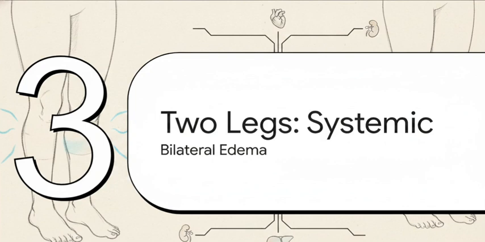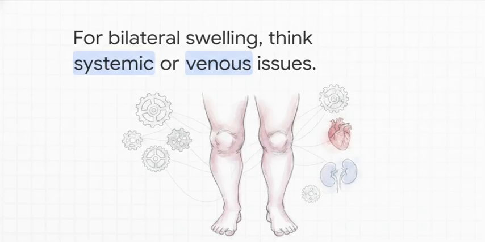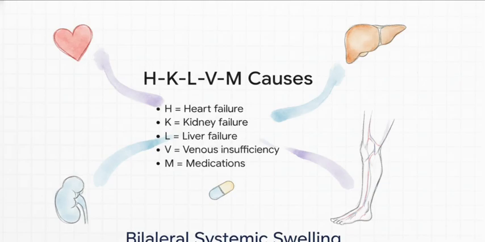All right, let's flip to the other side of the tree, Section 3. 2 legs, systemic causes. When both legs are swollen, we need to shift our thinking away from localized issues and start thinking about systems failing. The 5-letter mnemonic to instantly recall the major culprits here is H, K, L, V, M. Let's break this one down. We're looking at 3 major organ failures and 2 other extremely common causes.